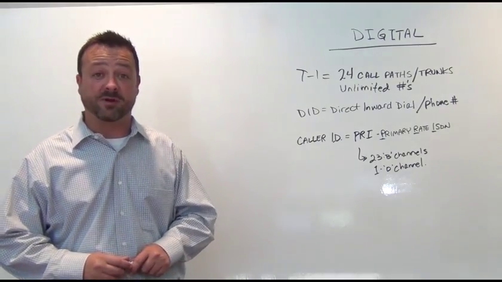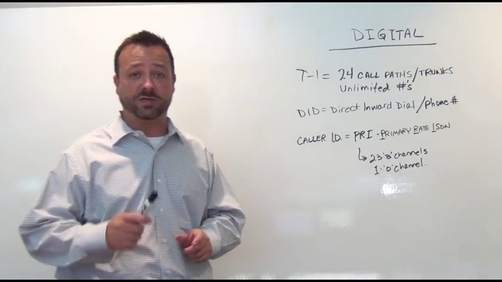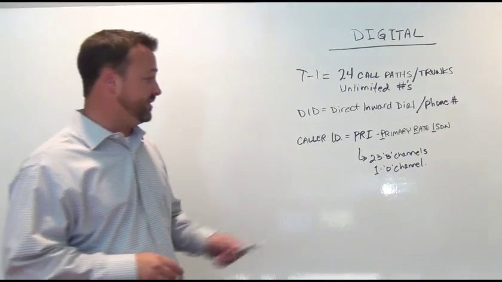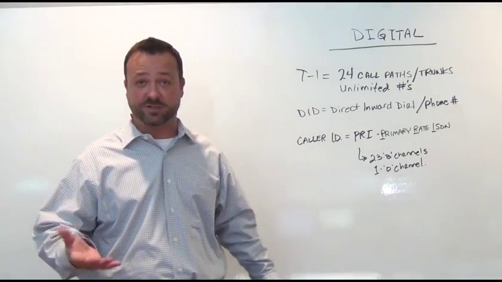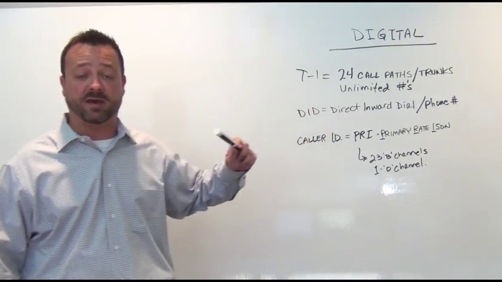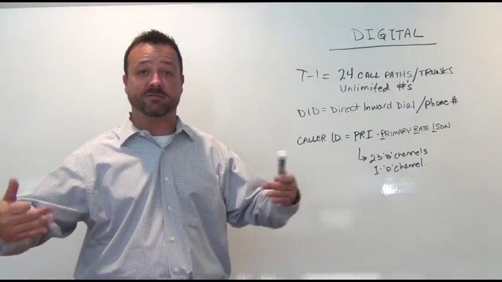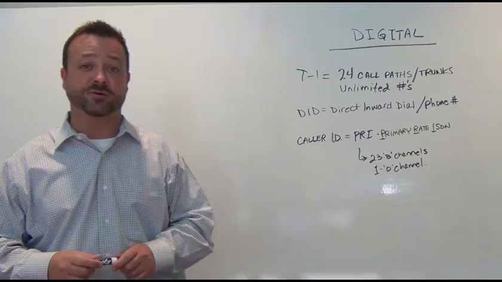PRI stands for Primary Rate ISDN, and it breaks up the 24 call paths into what we call 23B plus D. It means 23 B channels, which are for voice, and 1 D channel for data. So it actually removes the number of call paths by 1, but adds in that last channel so that the phone system can talk back and forth, and that caller ID can be passed through.